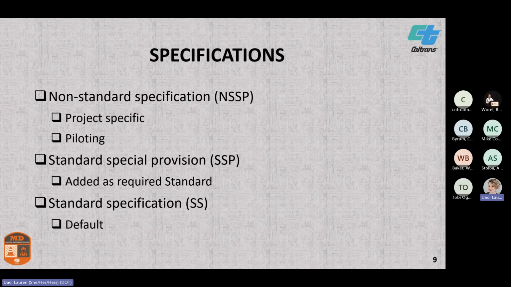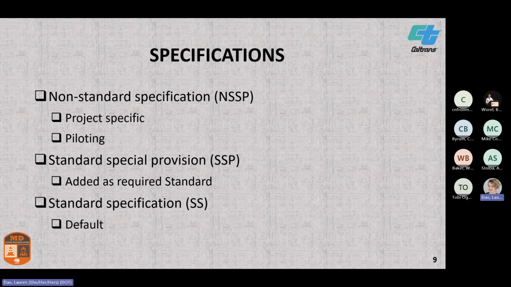And also when a specification is done, it has a label. If we are not happy, if we need more information, or we have to do it at the project level, it becomes an NSSP, which we use at the project level. If we need more information, if we want to see how it works, then we do a pilot and get the data and then improve our specification.